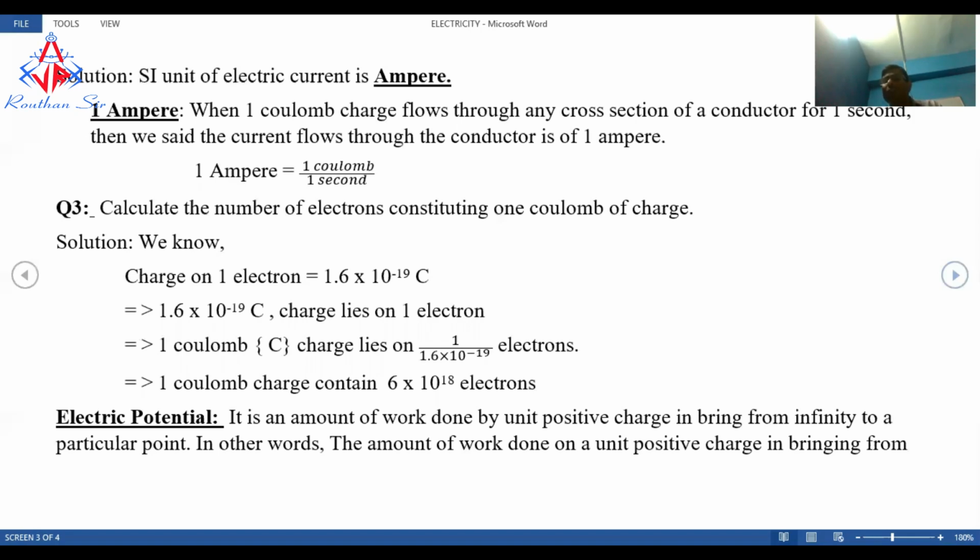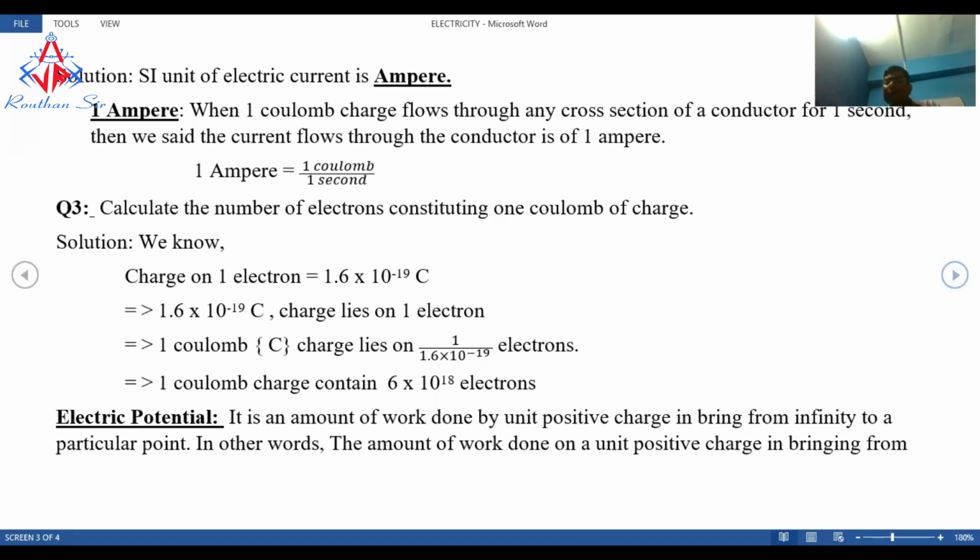Now there is another question in your textbook: calculate the number of electrons that constitute 1 coulomb of charge. You know that the charge on 1 electron is 1.6 into 10 raised to power minus 19 coulomb. It means 1.6 into 10 raised to power minus 19 coulomb charge lies on 1 electron. Now we use the unitary method. First of all, we calculate for 1. If 1 coulomb charge lies on 1 upon 1.6 into 10 raised to power minus 19 coulomb, it means 1 coulomb charge contains 6 into 10 raised to power 18 electrons.